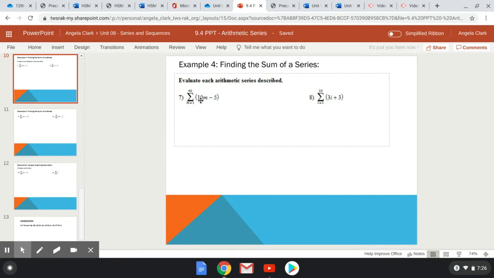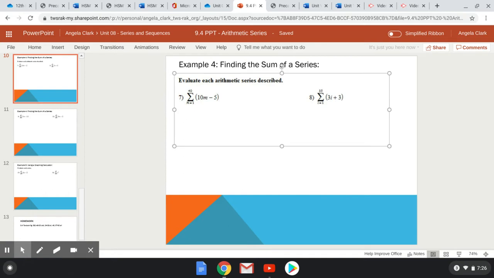Note that we know that these are arithmetic because our formulas are linear, okay? If our formulas were quadratic or exponential or anything else, we would not be able to use that formula. So we are going to use that formula only when it's linear. Then we know that it's an arithmetic series when it's linear, okay?